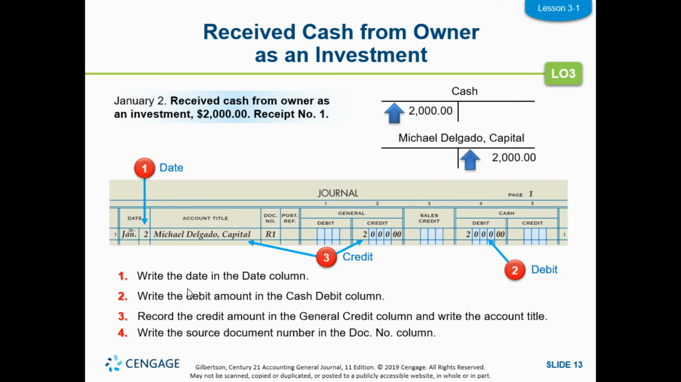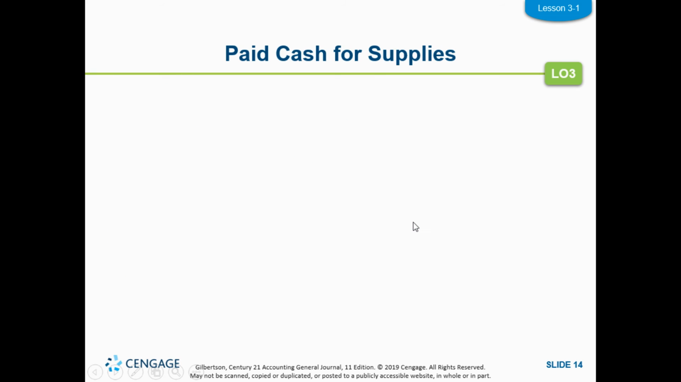So again, we enter the document number, source number R1 for receipt number 1 there in our document number. I paused the video for about 45 minutes, so I'm back. All right. Continuing on, there's our source document. So here's a transaction, paid cash for supplies.